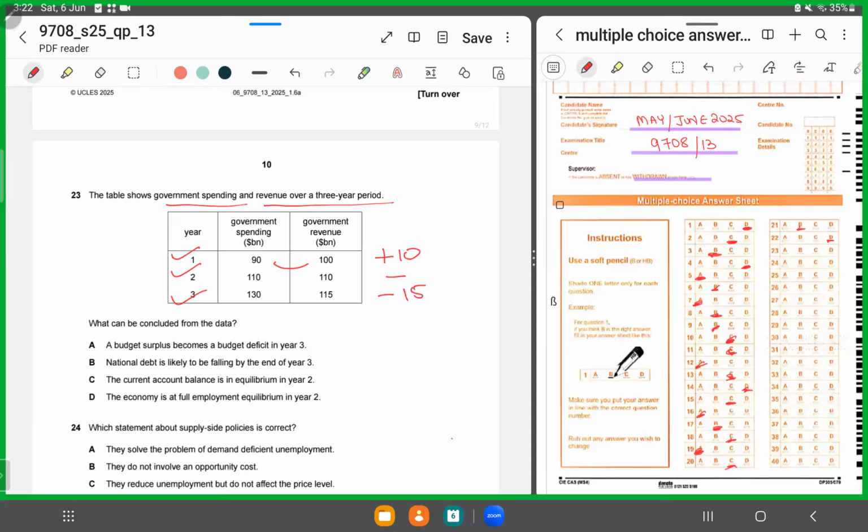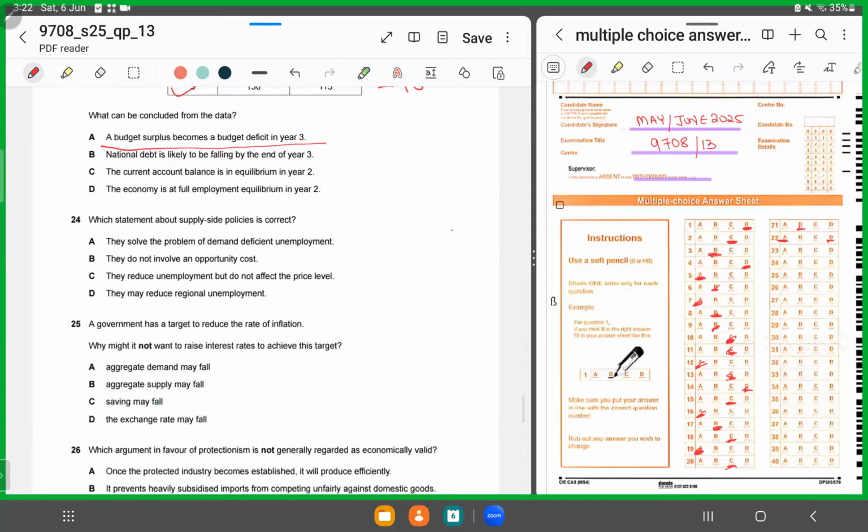Right, so now what happened? A budget surplus became a budget deficit in year 3. So for 23, we'll shade in A as the correct answer. Moving forward, MCQ number 24. MCQ number 24 says which statement about supply side policies is correct? Supply side policy tends to increase the productive potential of the economy.